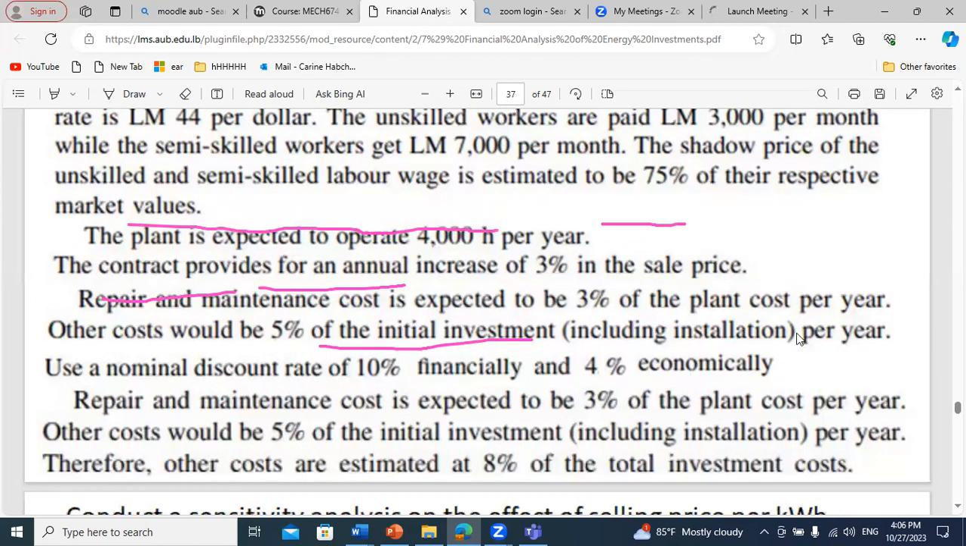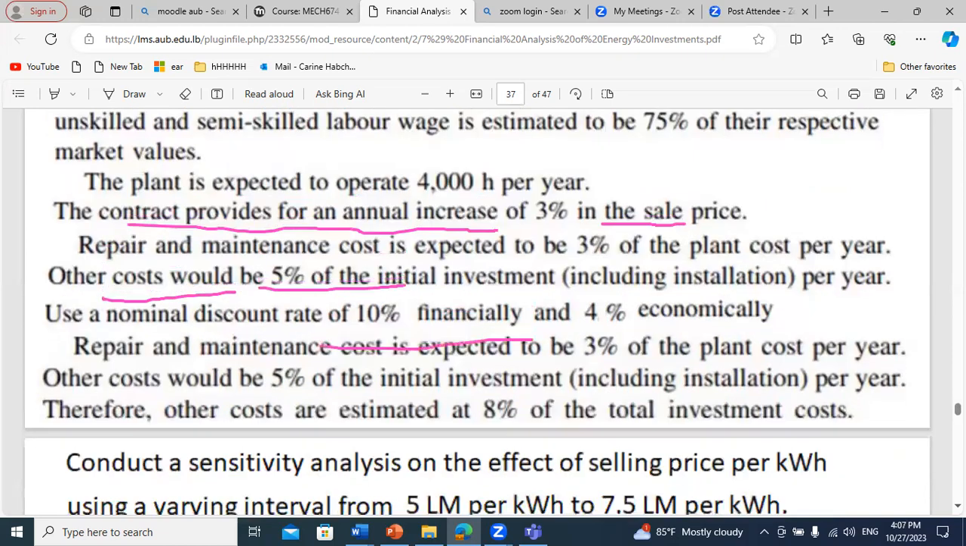Oh, we already have considered this. So we can consider that we have a total of 8% of the total investment cost as repair and maintenance. The given is really huge, okay? This is why we should decompose the given as much as possible.